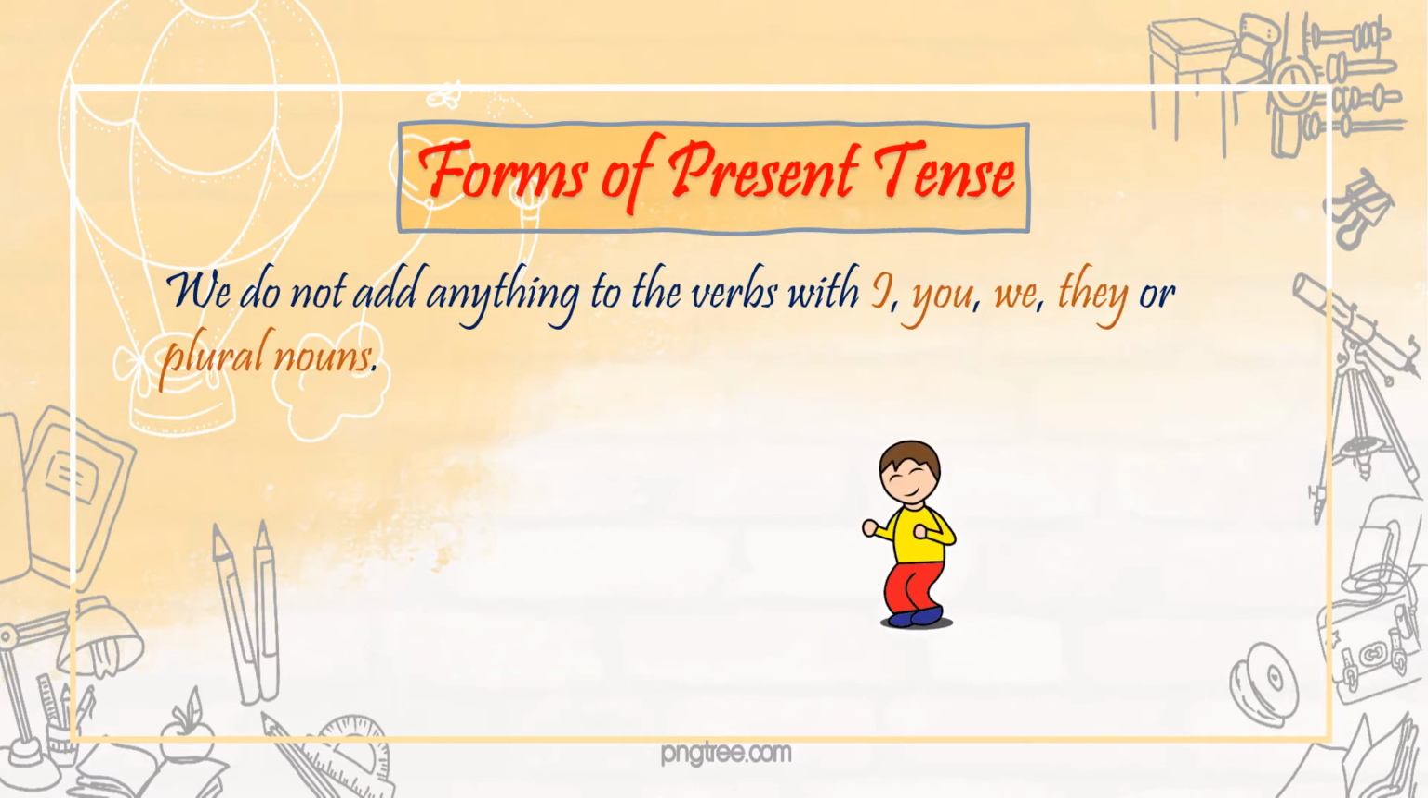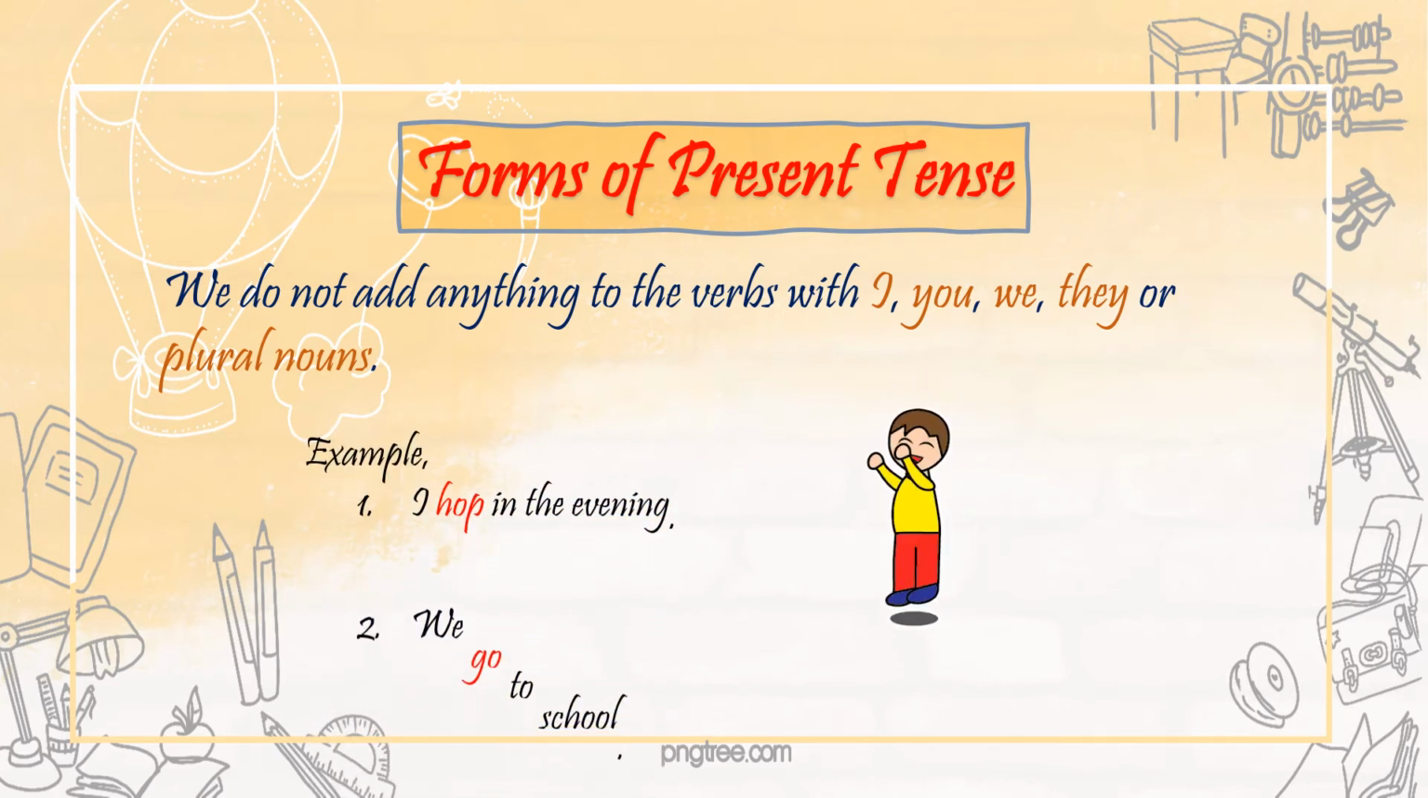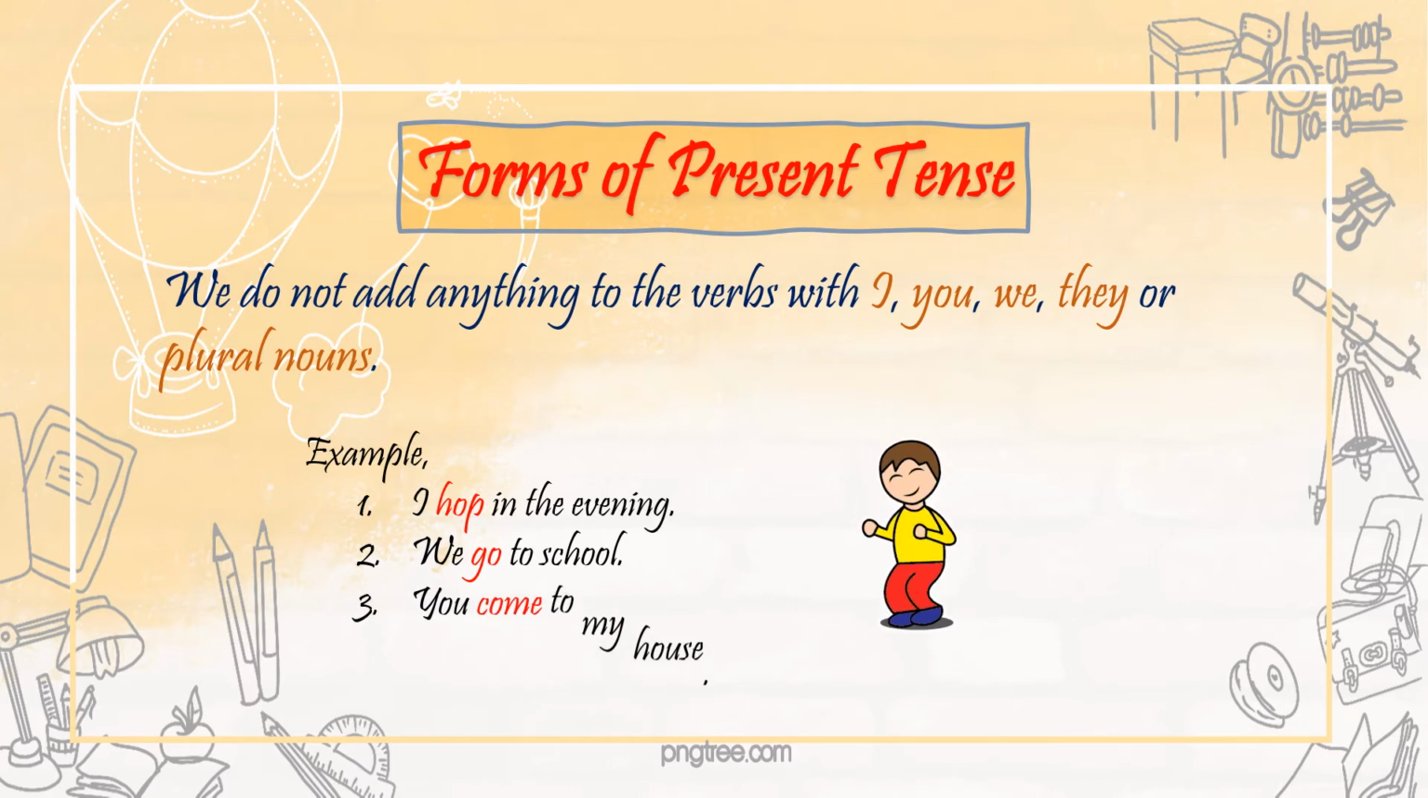So, whenever a verb is used with I, you, we, they or plural nouns, we do not add anything to it. For example, I hop in the evening. We go to school. You come to my house. Here, the verbs hop, go, come are used as it is. Means we have not added anything to them.